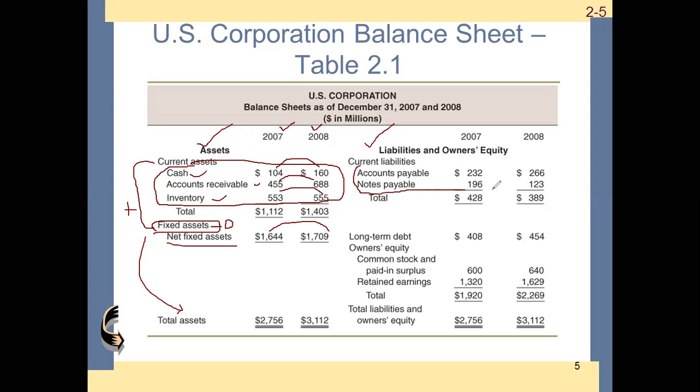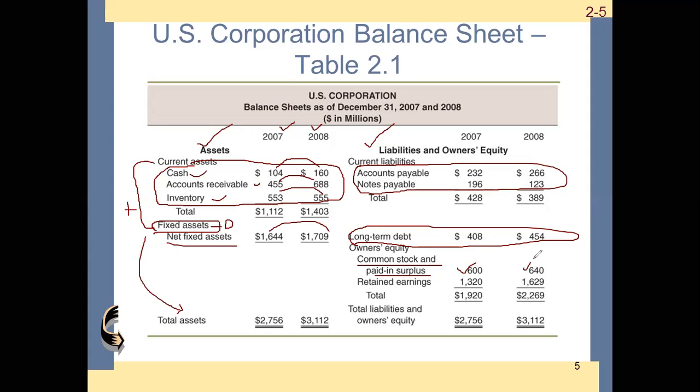We have two current liabilities. We have one long-term debt. And in the owner's equity section, we have two important things. One is the common stock and paid-in surplus. And the other thing is retained earnings. Retained earning is whatever reserve is set aside to meet contingencies. So we have two things in the owner's equity: number one is capital stock, and the second thing is retained earnings. Whenever the firm earns revenue, the retained earning will increase. Whenever the firm has losses, the retained earning will be reduced.